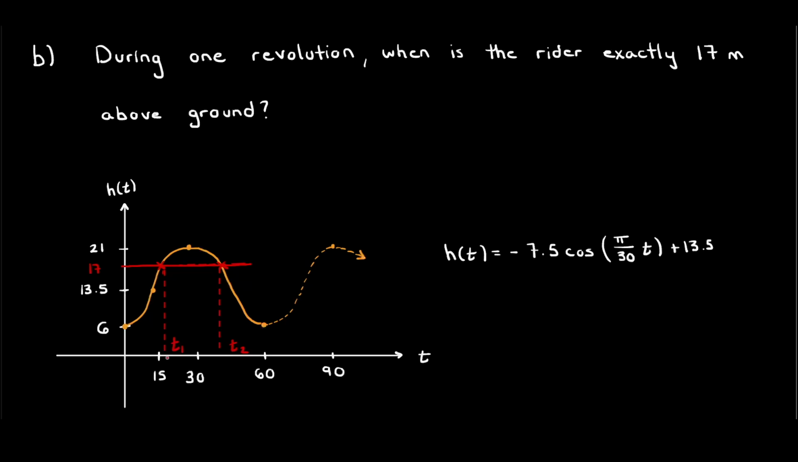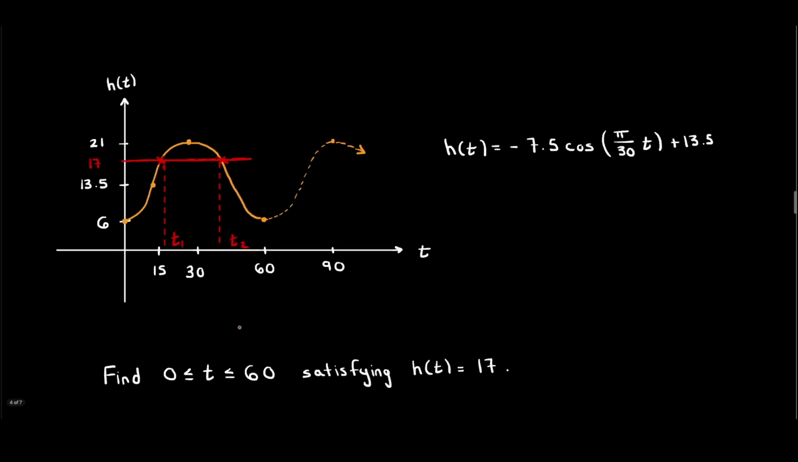We can just eyeball them and it looks like this one should be around 16 seconds and this one might be around 40 seconds maybe, right? But what is the exact time value? What is the exact time value when the height is exactly 17 meters? In order to find that, we are looking for t values in the range from 0 to 60, because we just care about the t values in the first revolution that satisfy this equation, such that h of t is going to equal exactly 17 meters.